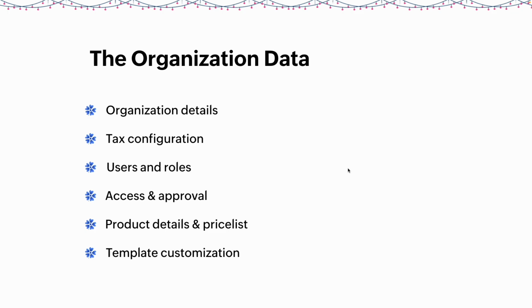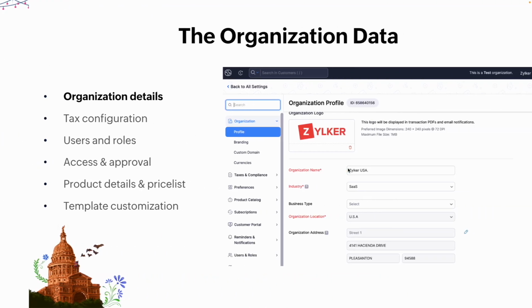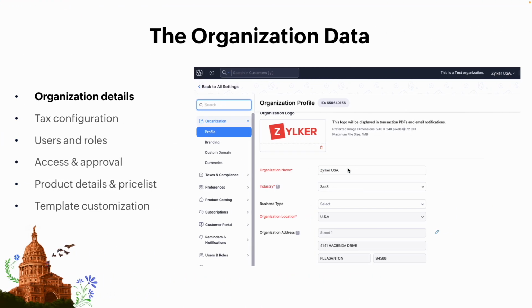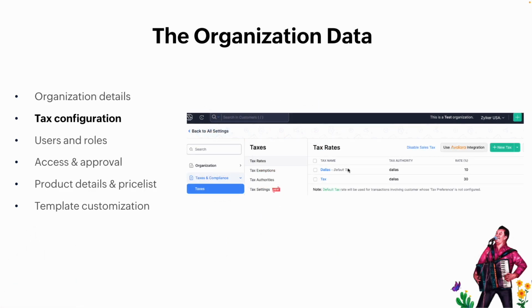Now, let's go to the agenda. What is organization data? The data that you put into your account. You have to set up your account in such a way that you will be able to bill your customers the right amount. The first thing is to set up your company details within the organization profile. You have to provide your registration details, the legal name, and the tax details. You will be able to configure your tax details within the tax configuration part.